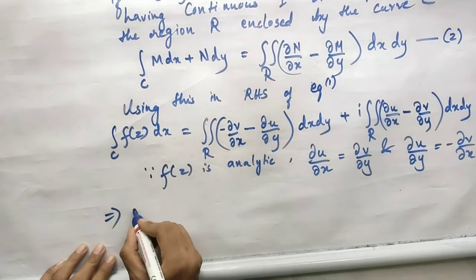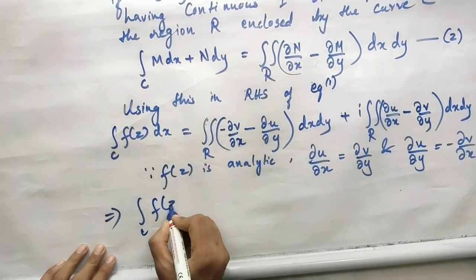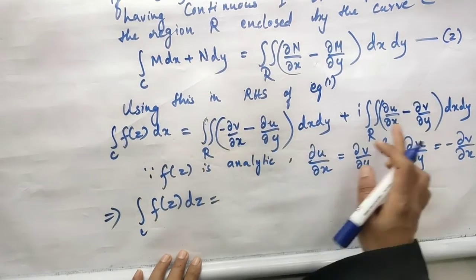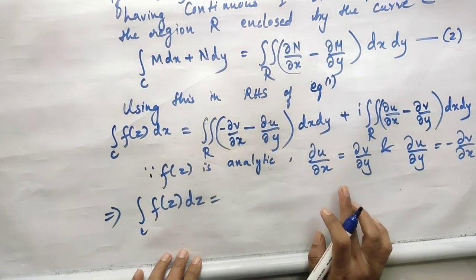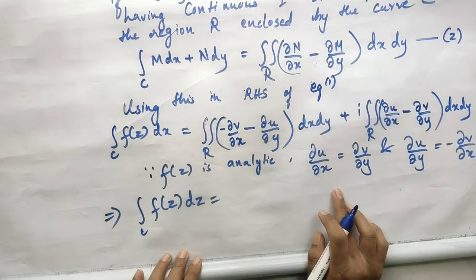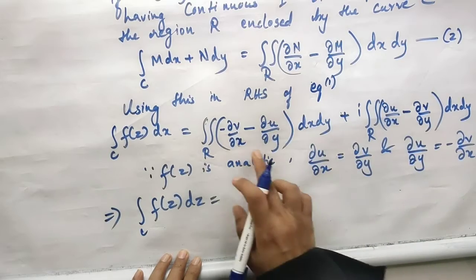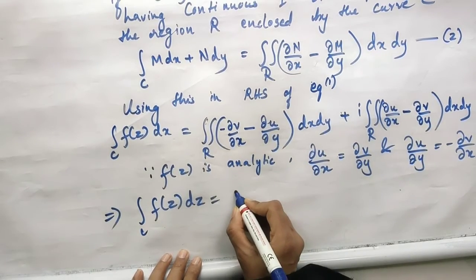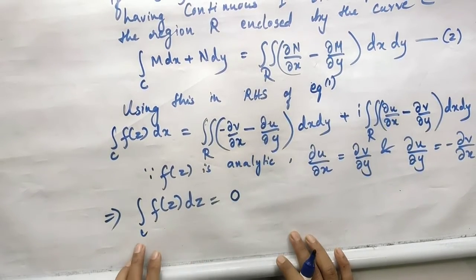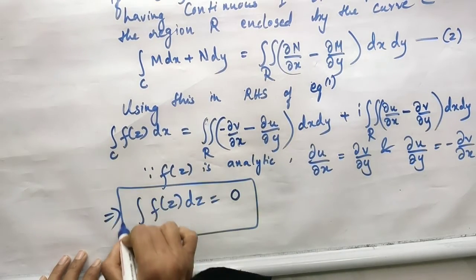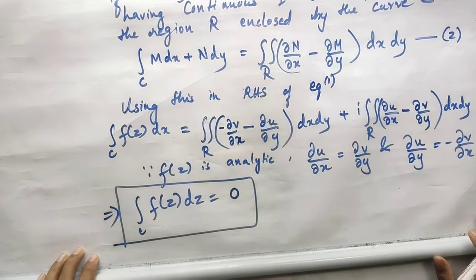This implies integration over the curve C, f of z dz, will be equal to 0. The two brackets are turning 0 because the function f of z is analytic, and since it is analytic, u and v must satisfy the CR equations, and according to the CR equations we have this. So each of the brackets is turning 0. Therefore, the integration over the curve C f of z dz is equal to 0. This is the complete proof of Cauchy's theorem.